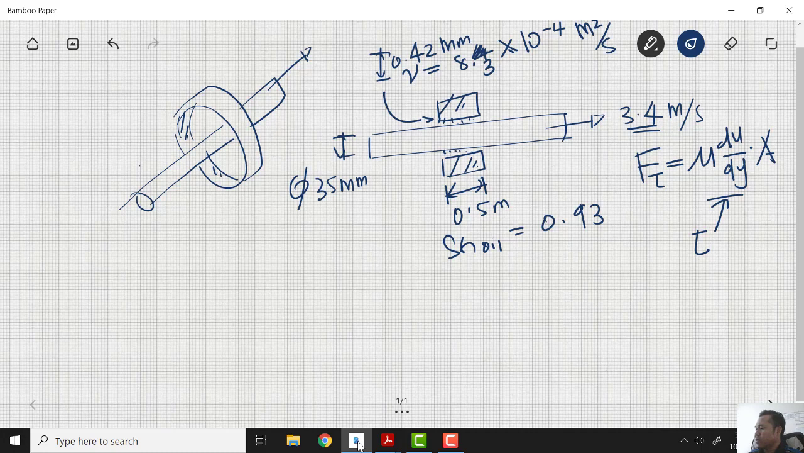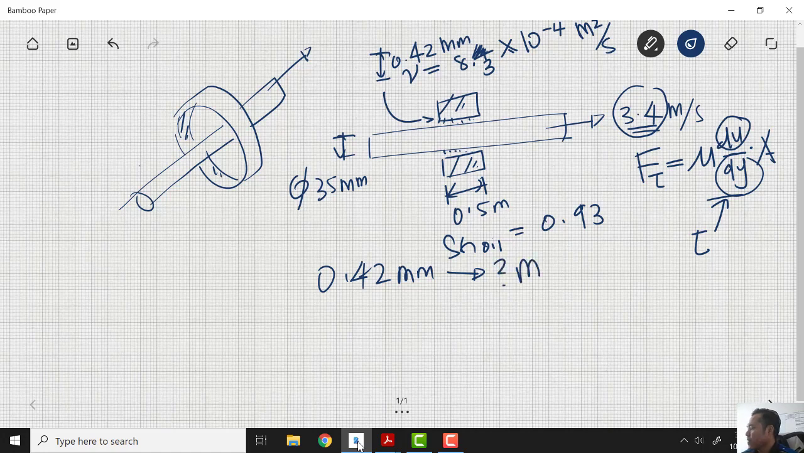In this question, A is unknown to us. Du is the velocity of the shaft, which we already know is 3.4. Dy is the gap, 0.42 mm, but you need to change it into meter. And then we have mu, which is also unknown. So how do we calculate mu? We know that the kinematic viscosity is given to us as 8.3 times 10 to the power of minus 4.